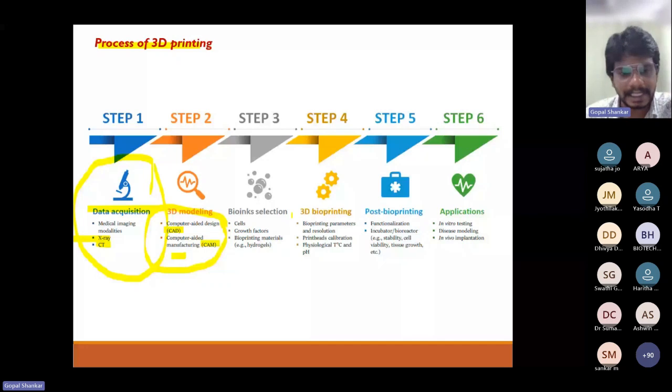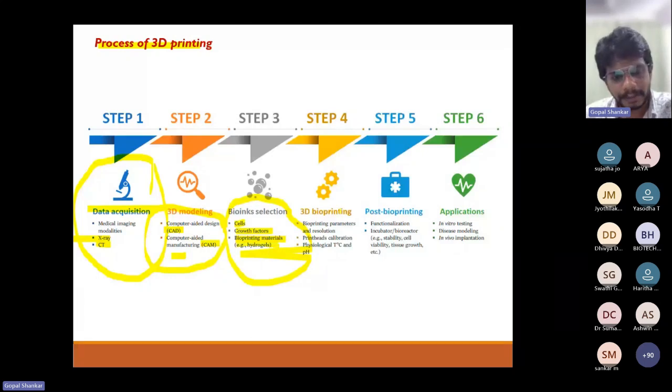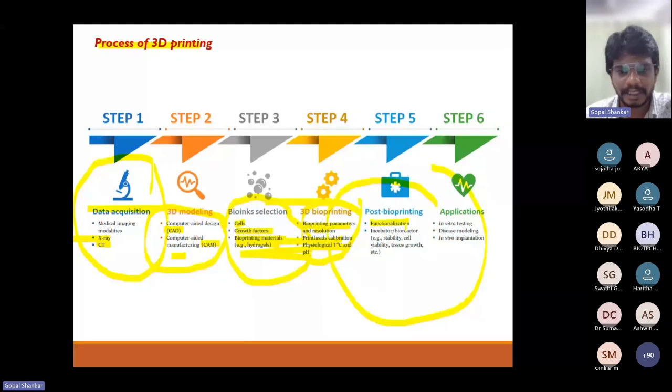So bio ink is basically the cells, growth factors, and the scaffold. Here, the simple example is your hydrogel. And when you have put the bio ink into the material, there are some parameters that you have to adjust. That is basically the bioprinting parameters. That is basically your resolution of printing, printer calibration, the physiological temperature and pH. After you have printed the material, there is something called post-printing, where you try to functionalize the printed structures, and you can do that either by some kind of cross-linking or by putting them in an incubator or a bioreactor that will allow cell growth, viability, proliferation, etc.